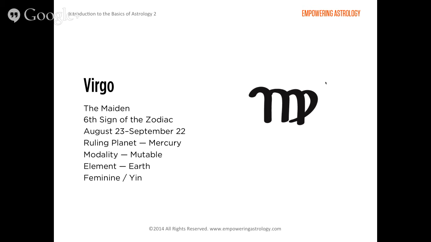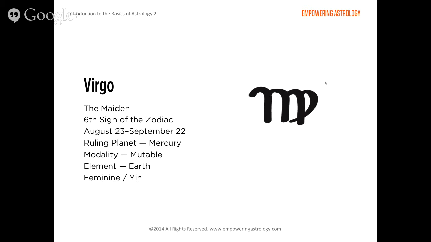So now we're moving to Virgo. Virgo is the 6th sign of the zodiac. It's the maiden. Sometimes you'll see Virgo listed as the virgin, which is a traditional term, but I think that it kind of misses the point, because really Virgo is the young woman. In fact, in German, Virgo is called Jungfrau, young woman. It's a sign of the harvest.